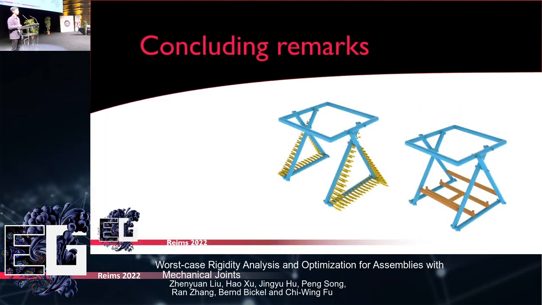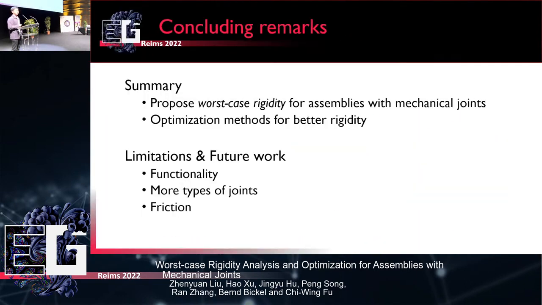And before I close, there are a few concluding remarks I want to make. So let's wrap the whole thing up a little bit. In our work, we proposed this worst-case rigidity measure for assembly structures with mechanical joints, and we modeled mechanical joints with arbitrary combinations of rotational and translational degrees of freedom, and also took the joint jitter effect into account. On top of that, we can do optimization on the geometry and the topology of the assembly structure we're dealing with. However, there are also some limitations I want to mention, and it would be cool to see them resolved in future work.